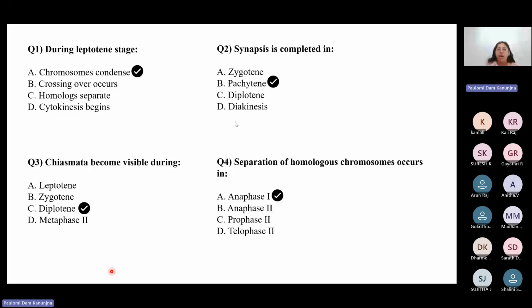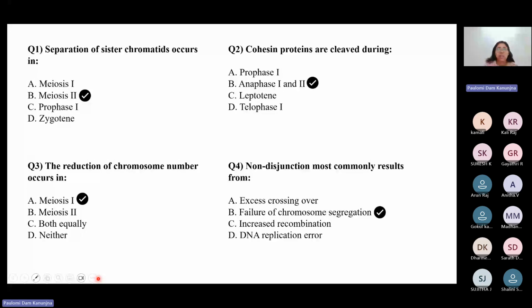Okay, all right. Next set. Separation of sister chromatids occurs in which stage? Cohesin proteins are cleaved during which stage? The reduction of chromosome number occurs in which stage? And non-disjunction results in which of these problems? One minute again, and then we will look at the answers.